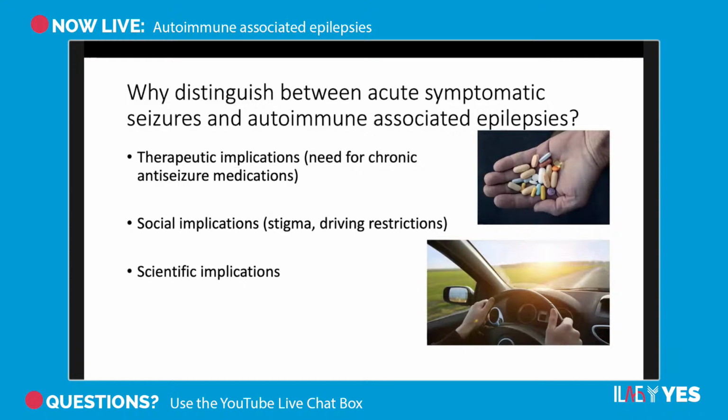And so why bother distinguishing between these two entities? Is this just an intellectual exercise? Well, I don't think so. I think that we can all agree as epileptologists that having a diagnosis of epilepsy means something. These patients need to take chronic anti-seizure medications. There's a lot of social implications with having a chronic neurologic diagnosis. There's social stigma that comes with it, driving restrictions. I don't think we should take lightly labeling someone as having an autoimmune epilepsy when really they just had acute symptomatic seizures. So that's number one.